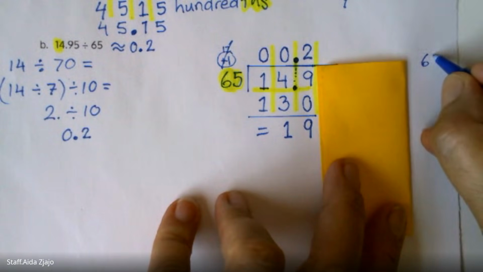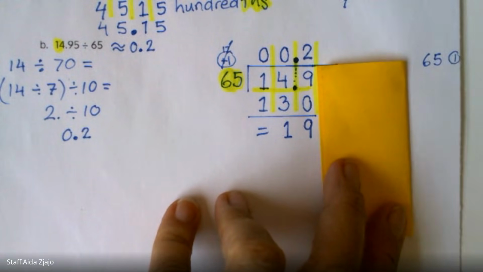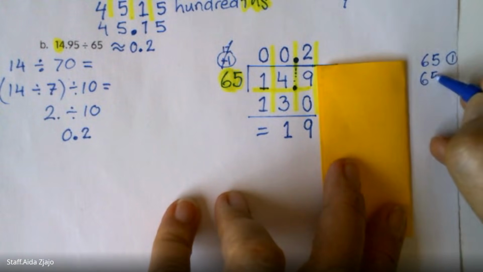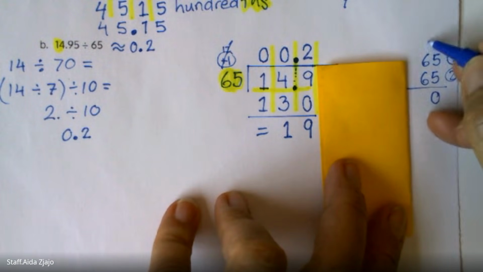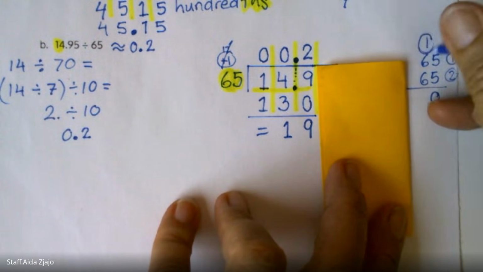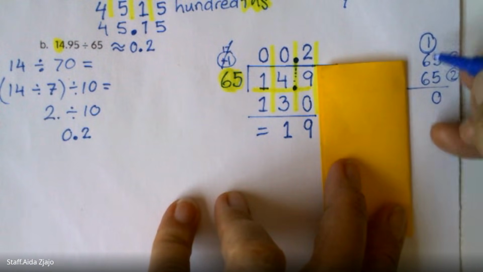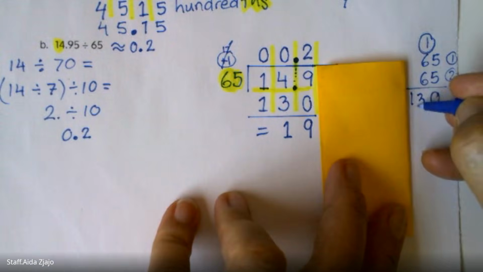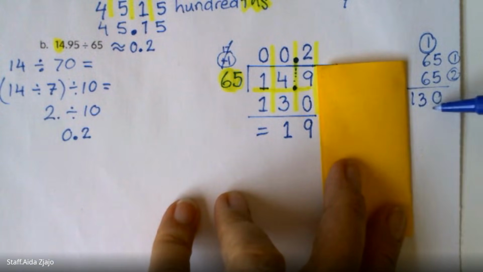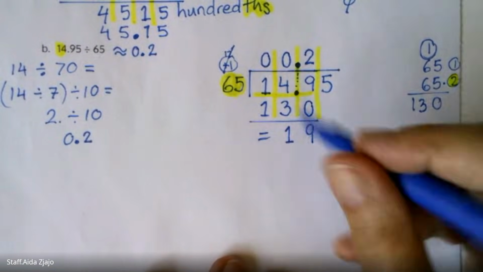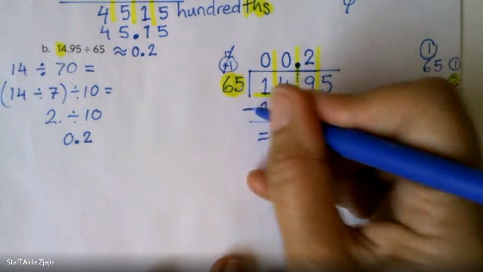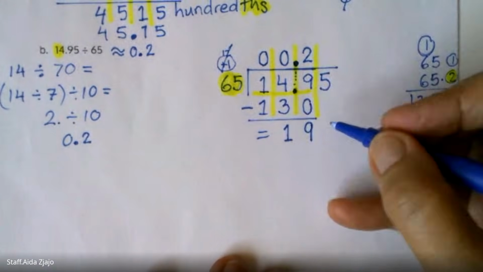So if I say 65, that's one group. And if I add one more, that's 2. So 5 plus 5 is 10. Remember 1. And 6 plus 6 is 12, plus 1 is 13. So it's really 130. So we did good in the estimation. So 2 times 65 is 130. Here, minus 130 will remain the 19.